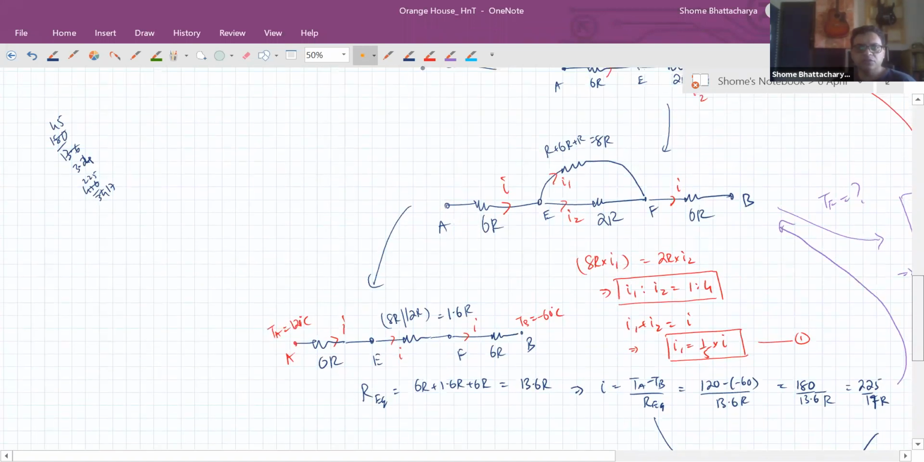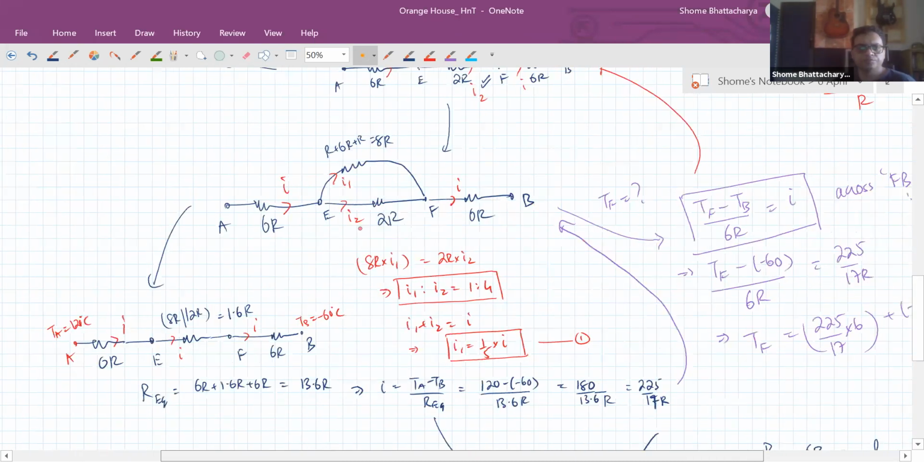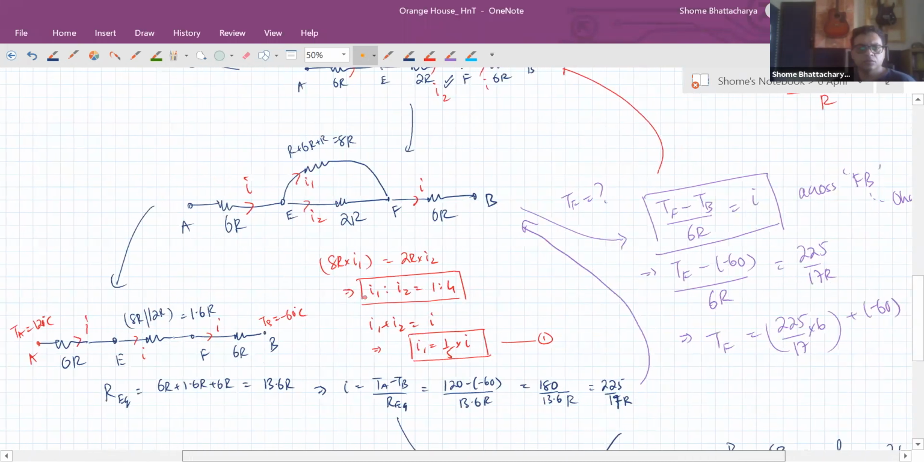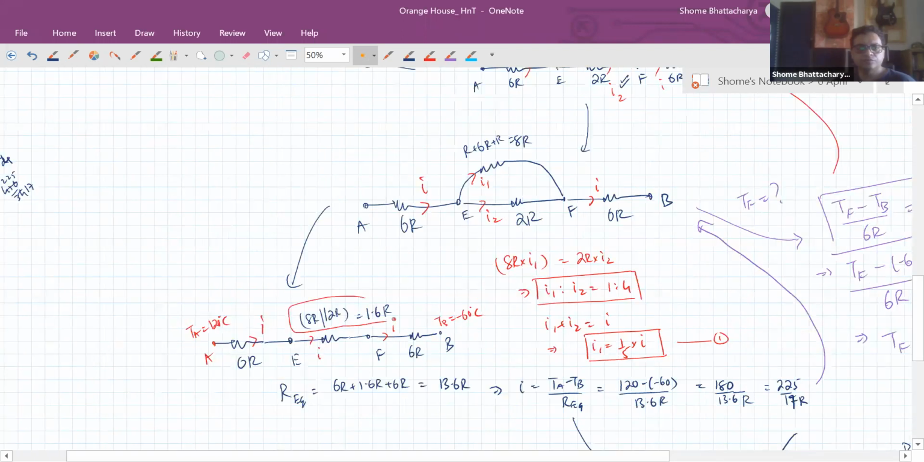ये EF के across जो resistance है देखो सर्वेश, we converted this to this formula. You're following now? So resistance across EF is parallel combination of 8R and 2R. This is clear? Why is it a parallel combination? From this diagram you can see.